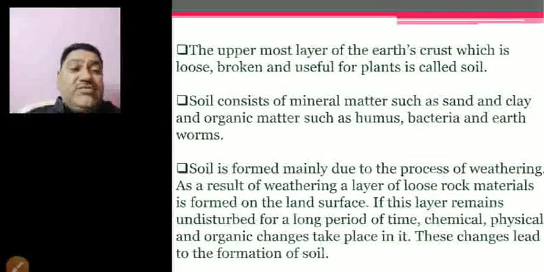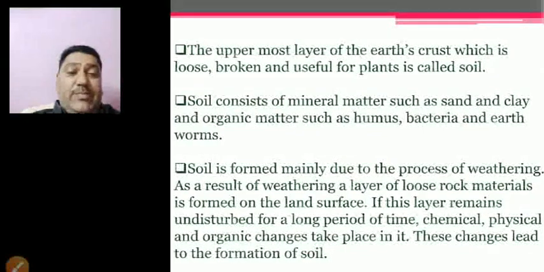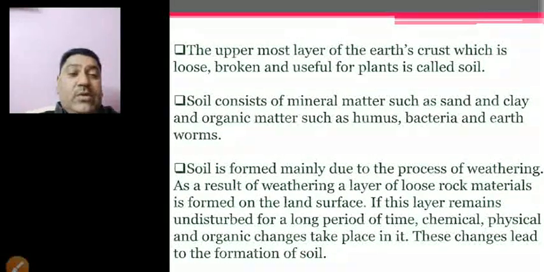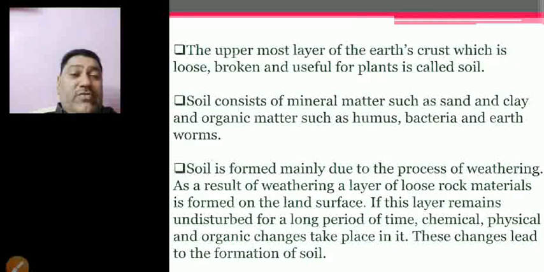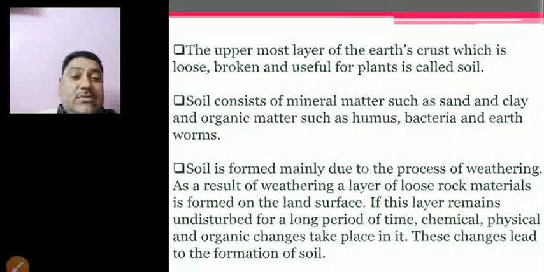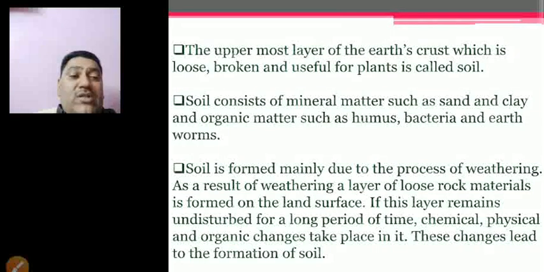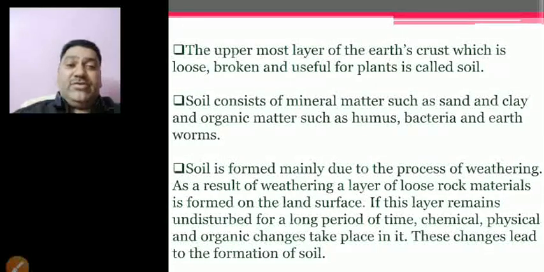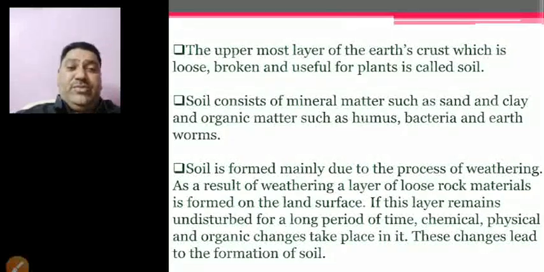And mainly, soil is formed by the process of weathering, that is, breaking of the rocks. Because of the weathering of loose rock materials, a layer is formed on the land surface. And if this layer is undisturbed for a long period of time, chemical, physical, and organic changes take place. All these factors lead to the formation of soil. So, students, this is a very important question: what are the factors for the formation of soil?